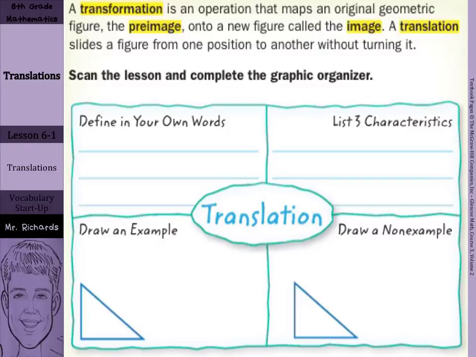It's our first in our series of transformations. Now, a transformation is an operation that maps an original geometric figure, the pre-image, onto a new figure called the image. Now, a translation slides a figure from one position to another without turning it.